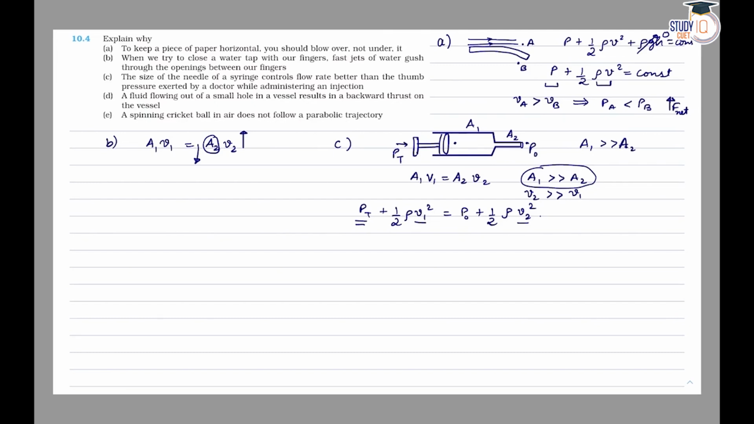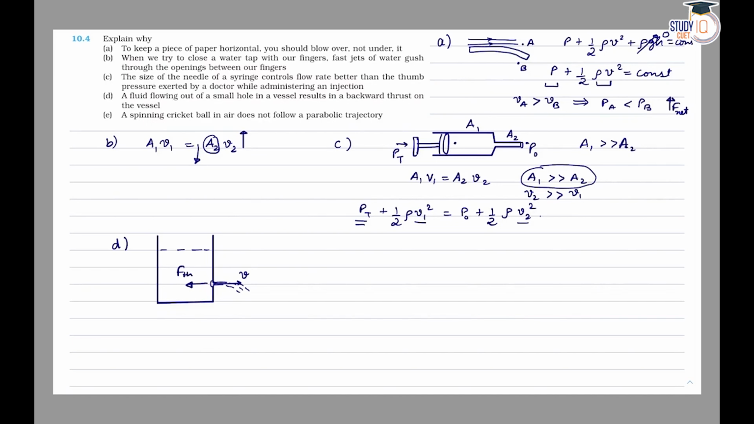Now next, that is D. The fluid flowing out of a small hole in a vessel results in a backward thrust force on the vessel. So now I can say that for example this is a container having a liquid filled and we provide an orifice over here, then this orifice is going to come out with a relative velocity, let us suppose v, and since the mass is getting detached from the container with relative velocity, it is going to be providing a thrust force.